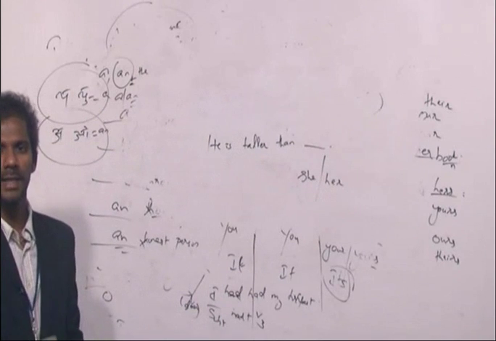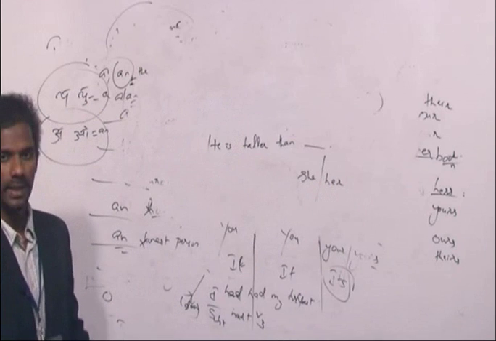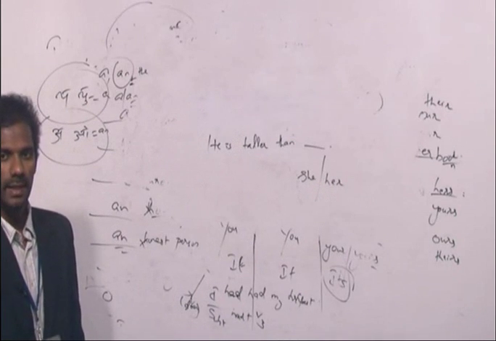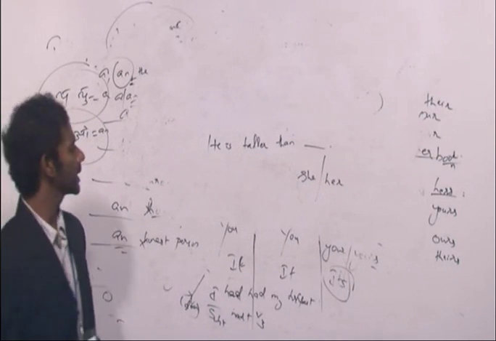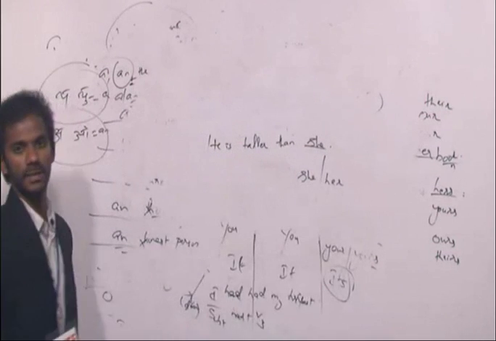I said what sounds correct may be incorrect, but what sounds incorrect may be correct. He is taller than ___. Most of you might have gone for "her", but the correct answer here is "she". He is taller than she.